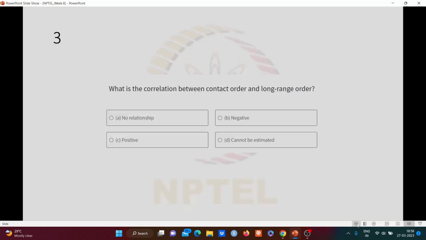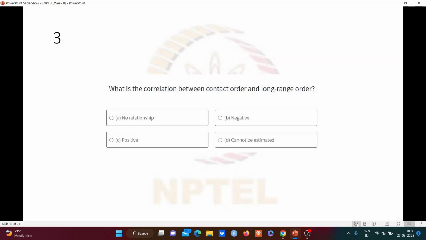Okay, moving to the third. What is the correlation between the contact order and the long range order?